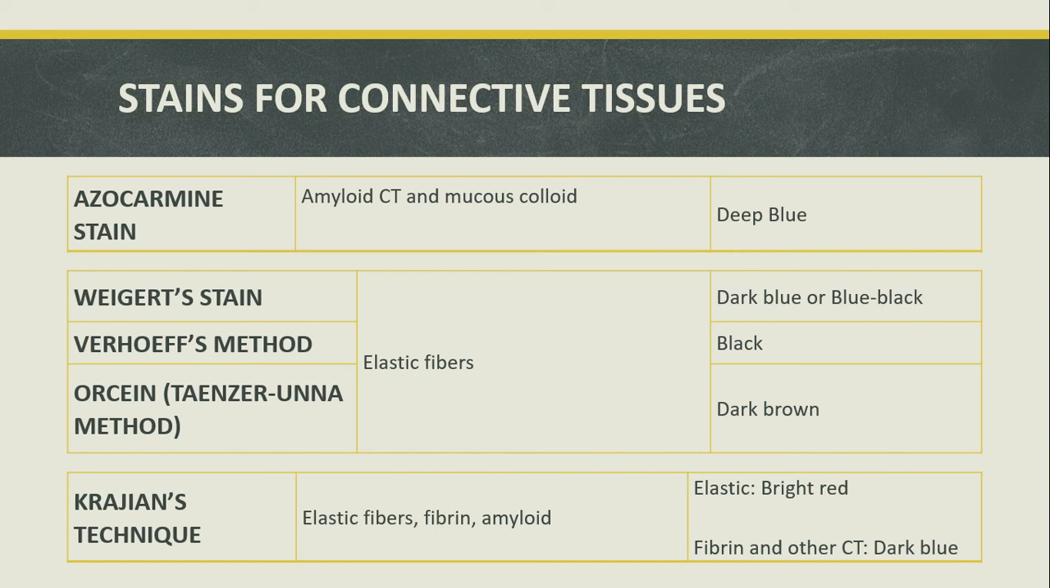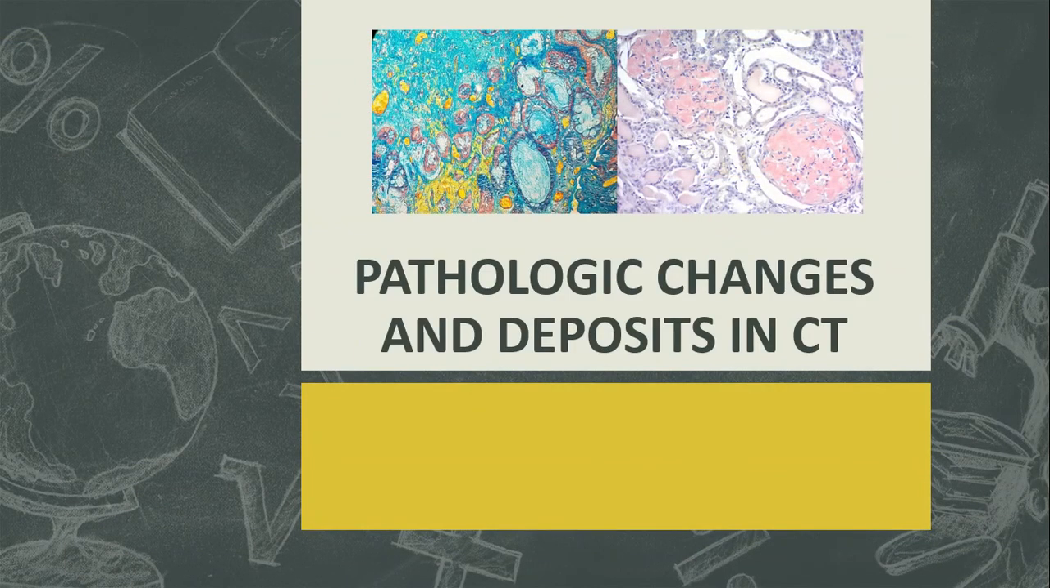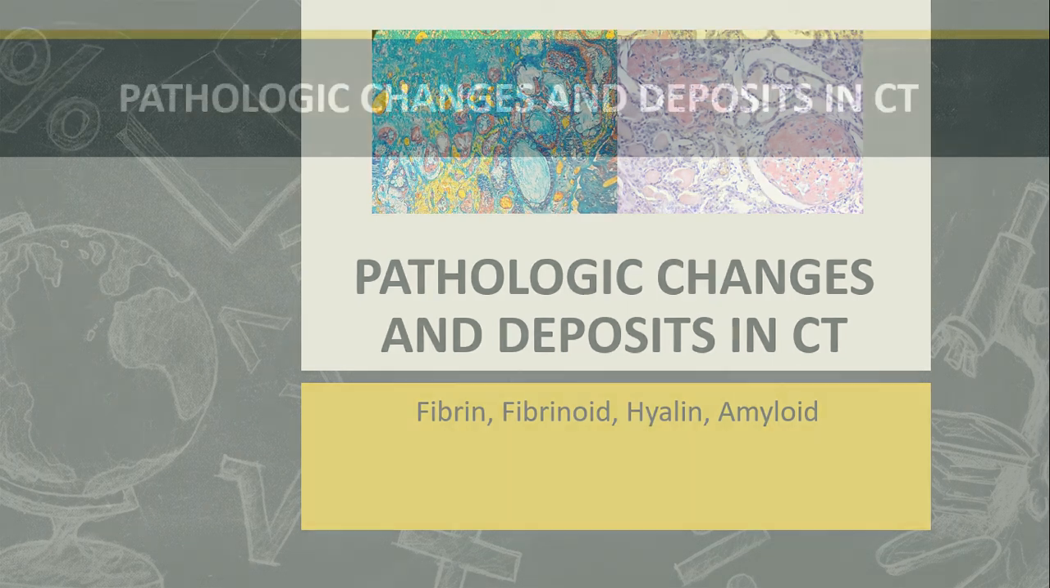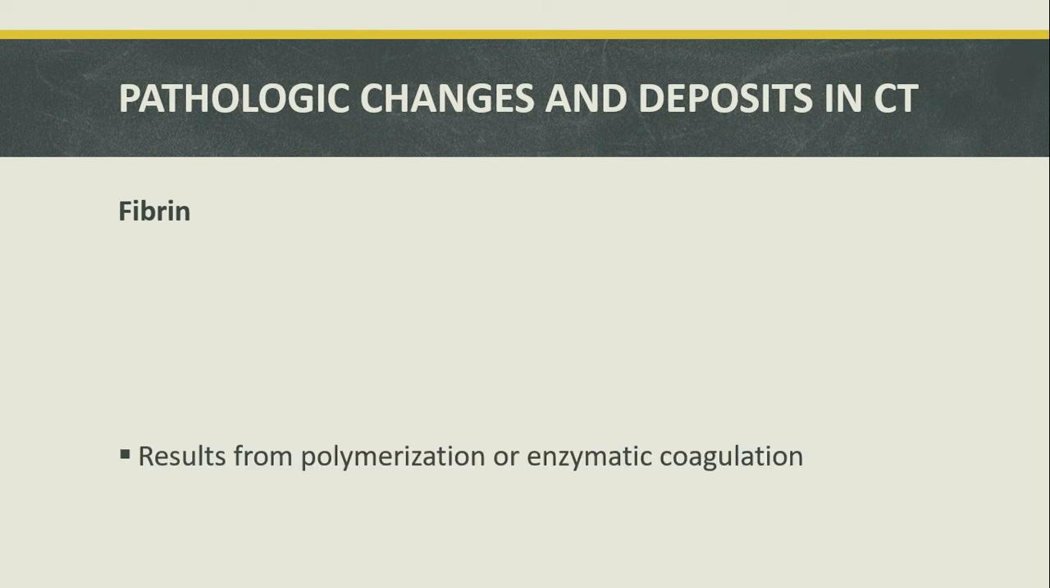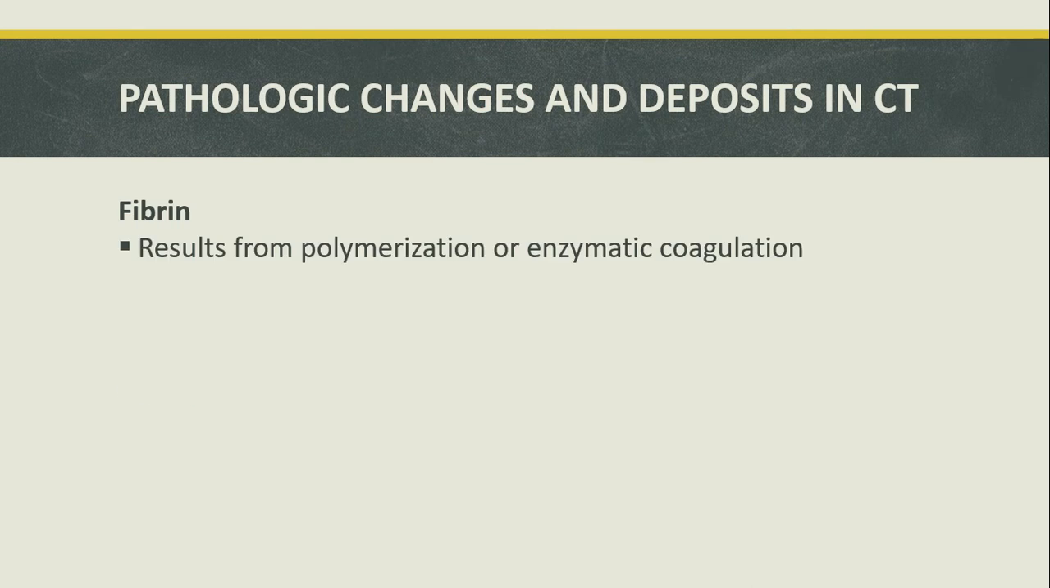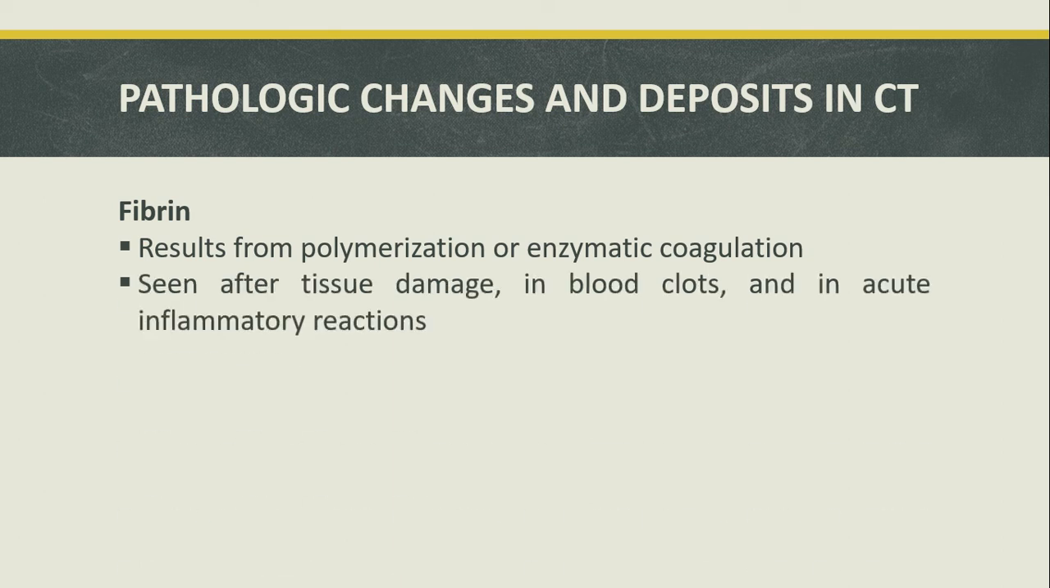Let us now go to the different pathologic changes and deposits found in connective tissues, which are fibrin, fibrinoid, hyaline, and amyloid. Fibrin is an insoluble fibrillar protein resulting from polymerization or enzymatic coagulation of plasma globulin and fibrinogen. It is commonly seen after tissue damage, in blood clots, or in acute inflammatory reactions.